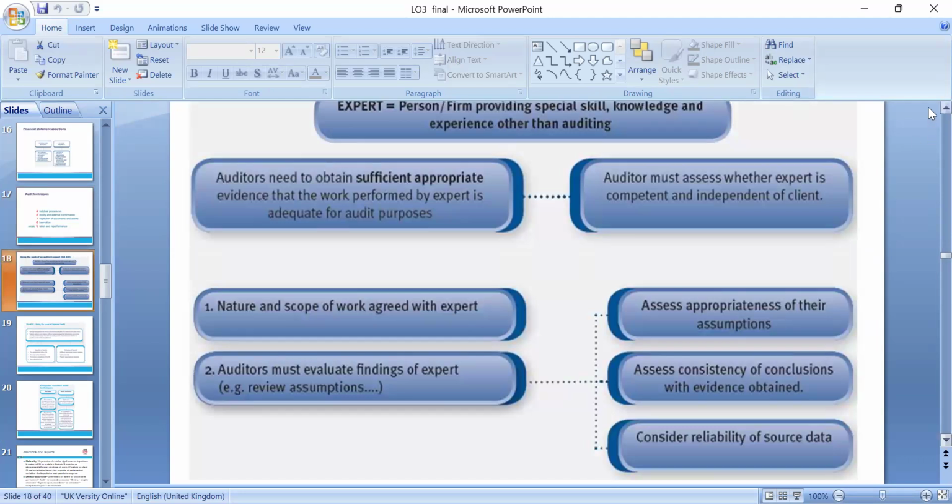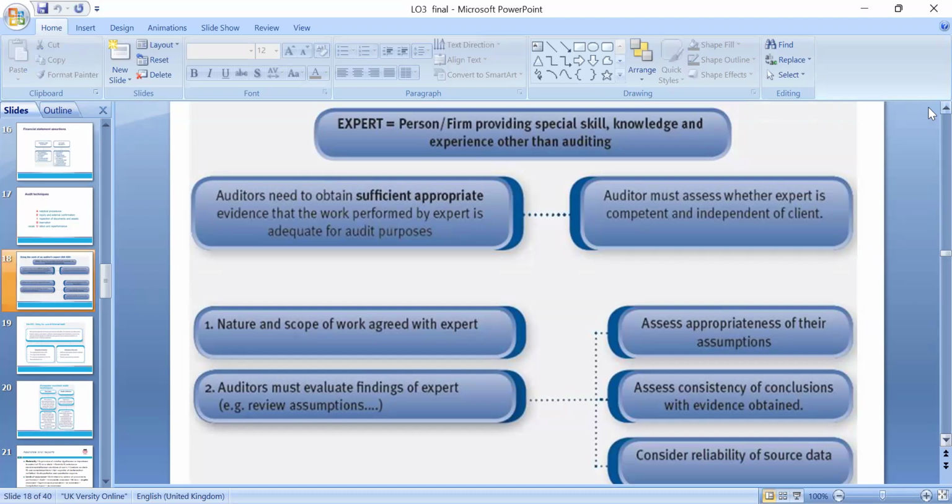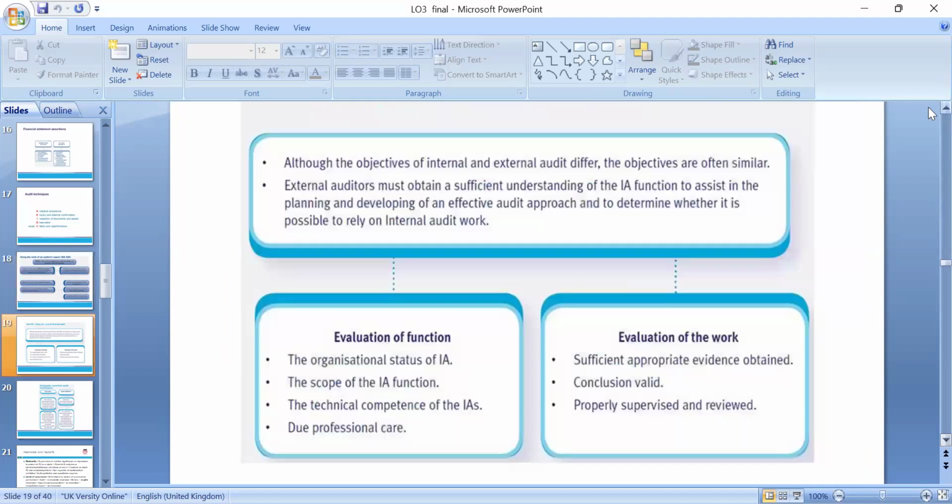We have to think about the expert, the person or firm providing special skill, knowledge and experience other than auditing. Auditors need to obtain sufficient appropriate evidence that the expert performs, and the nature and the scope of the work we need to be accurate. The auditor must evaluate the findings and the expert review. The auditor must assess whether the expert is competent and independent of the client and assess appropriateness. Assess the consistency of the evidence and the reliability of the source. That's what we need to look around.